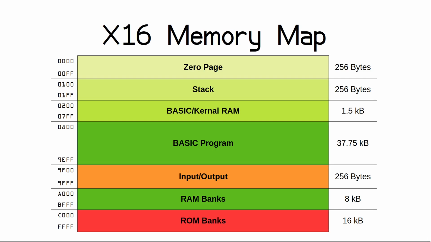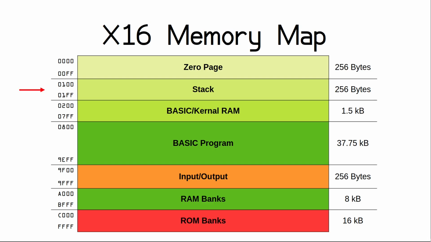As with any 6502-based system, the X16 has a 16-bit address space, meaning that there are 64 kilobytes of directly addressable memory, with addresses from 0 to hex FFFF, or decimal 65,535. Those first 256 bytes, from 0 to hex 00FF, is the zero page, which we discussed in the last episode, as the high byte of the address for that range is 0.